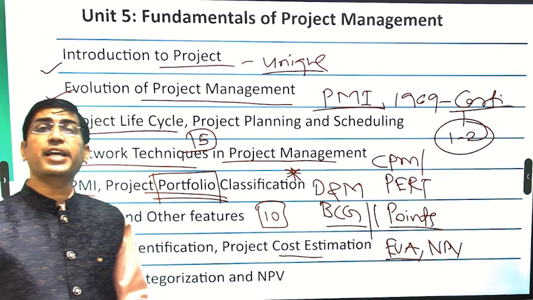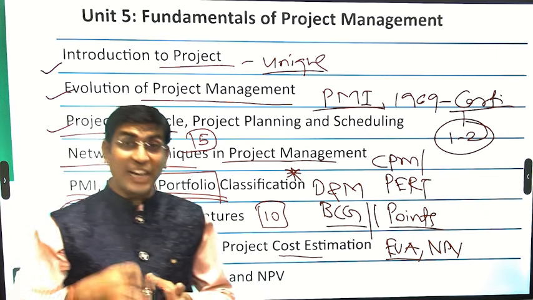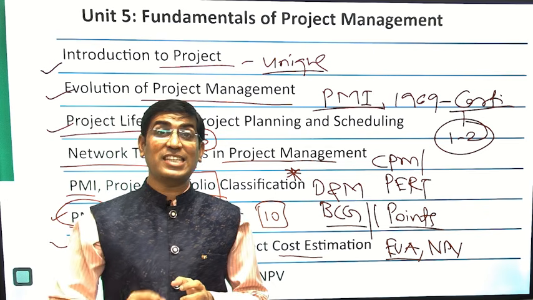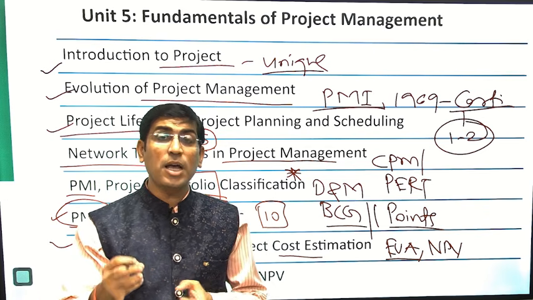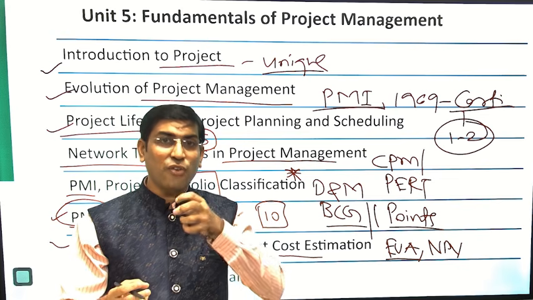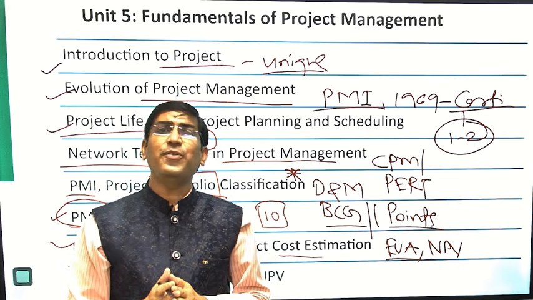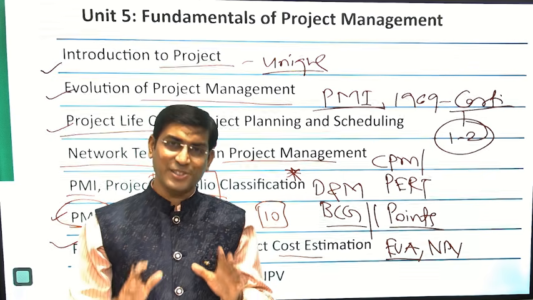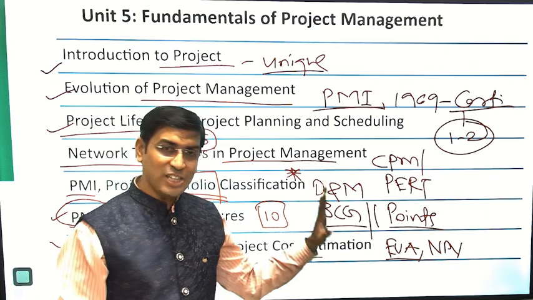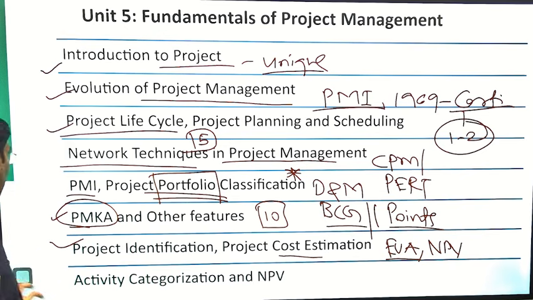And finally, activity categorization. It could be like lead phase, lag phase, a successor activity which comes second, and a precedence activity which comes first. A dummy activity generally does not require any resources. Likewise, different sets of activities are there. So this is project management.